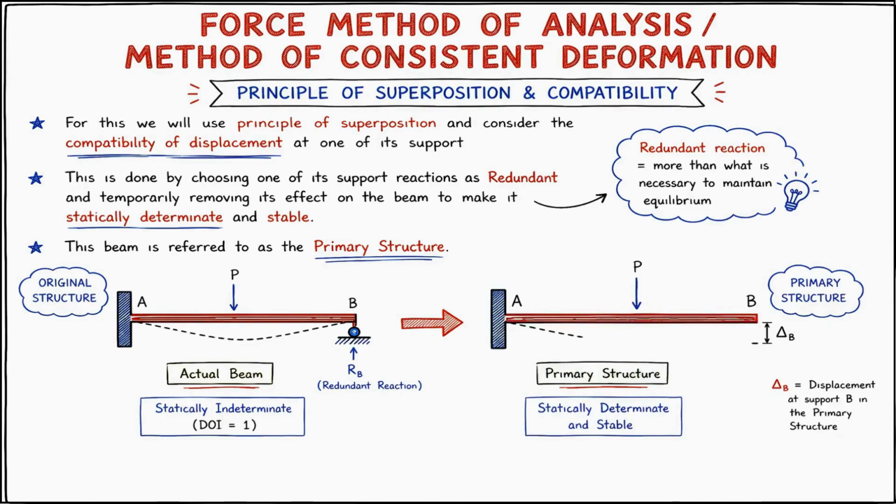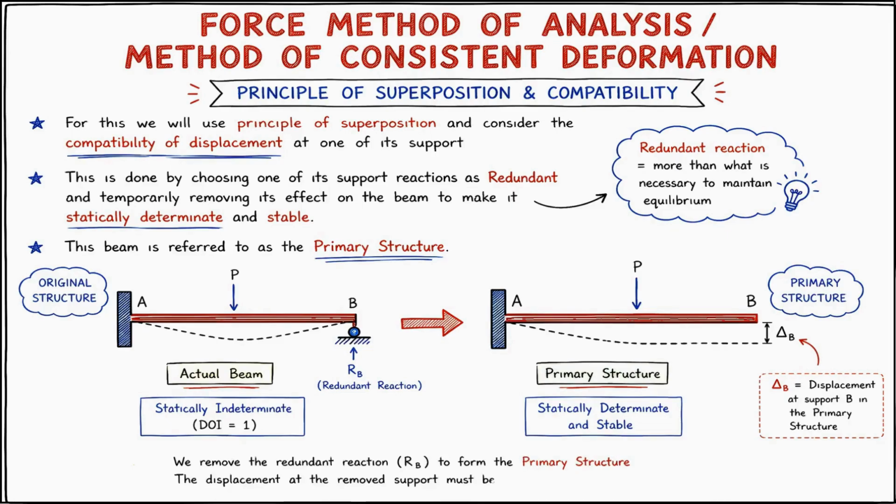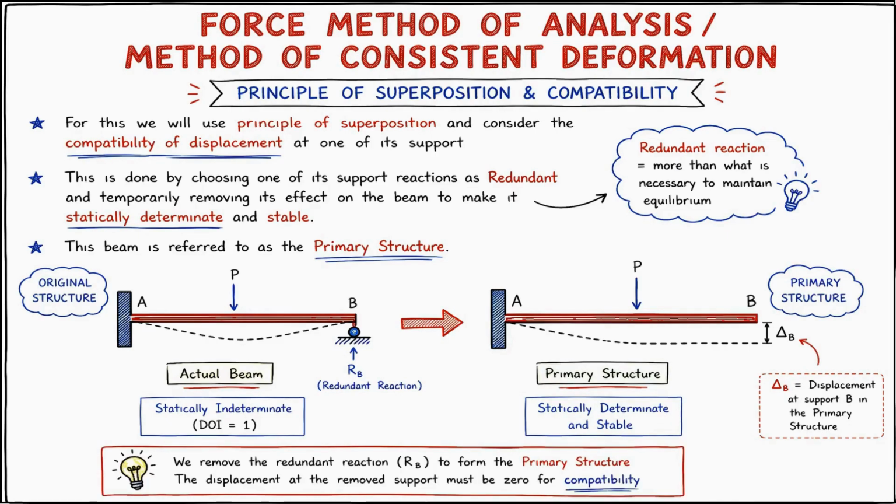What happens? The beam deflects downward. Most importantly, point B moves downward. Let this displacement be delta B. Since support B was removed, the beam is free to move there. This displacement is very important because later we will force it to become 0 using compatibility.